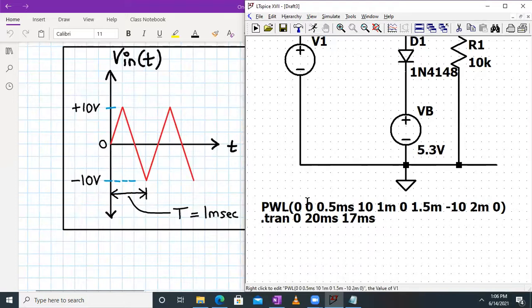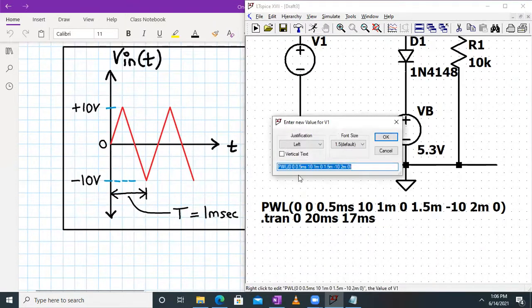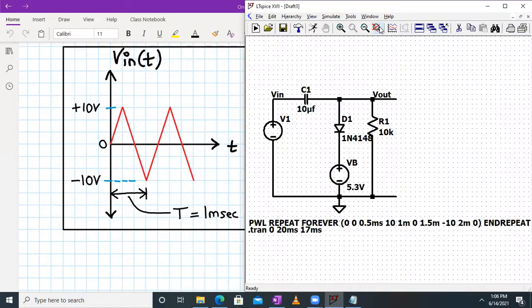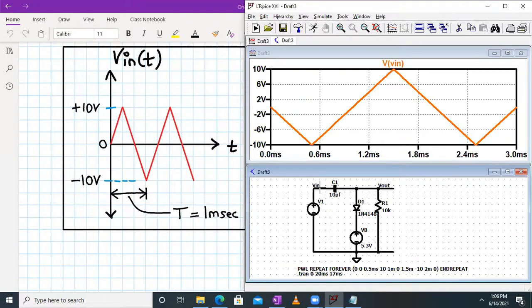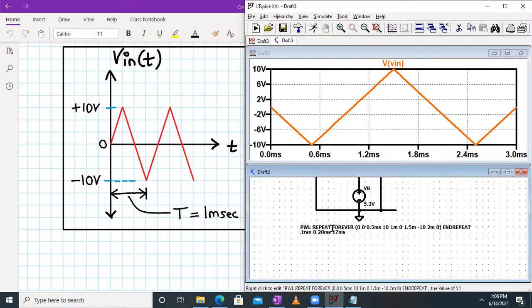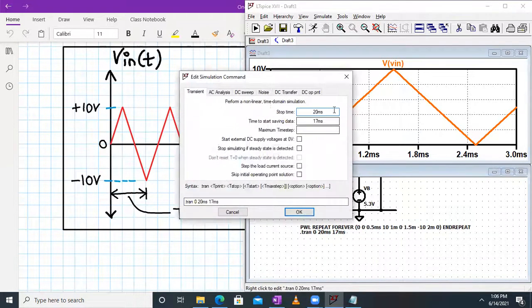But we have to keep on repeating this. So we have to right click over here and add a few statements there. We have to write repeat forever, and at the end, we should write endrepeat, and click on OK. So that's how the statement will look for a triangular waveform. Let us observe whether we get a proper triangular waveform or not. So this is V in. And we'll give a delay of 0. Basically, we don't want to give a delay now.